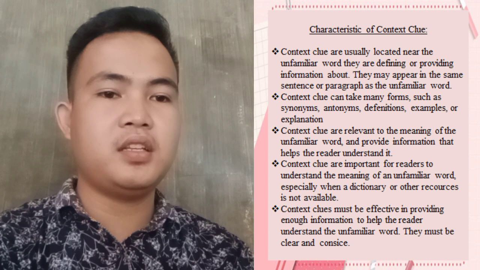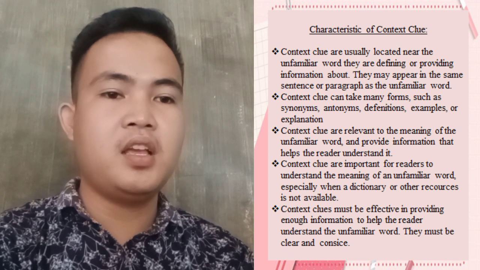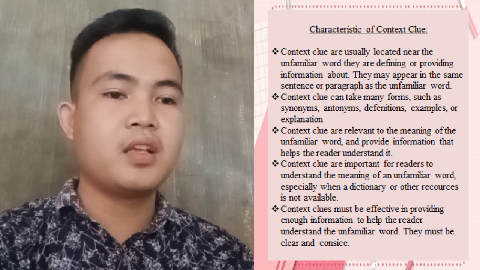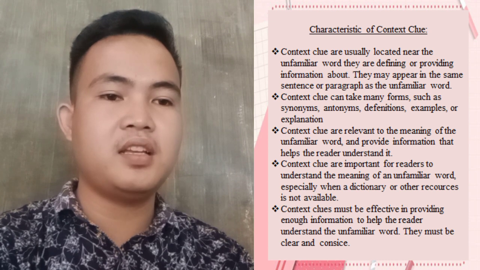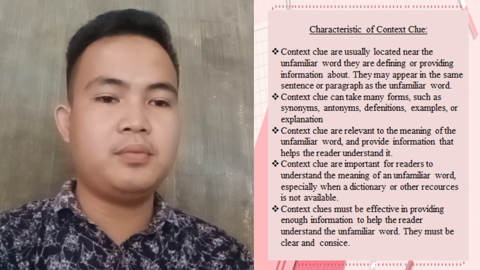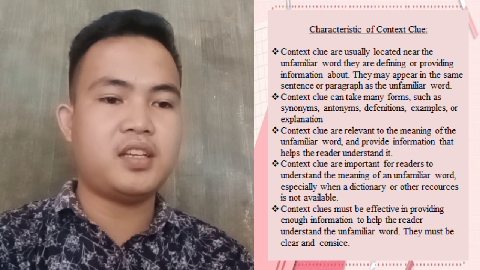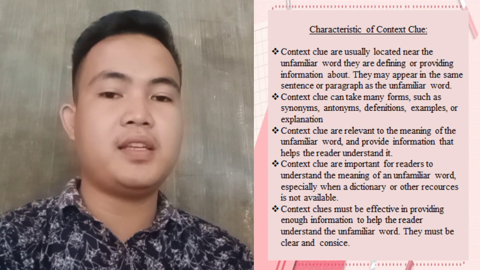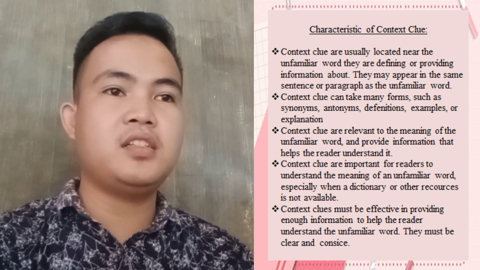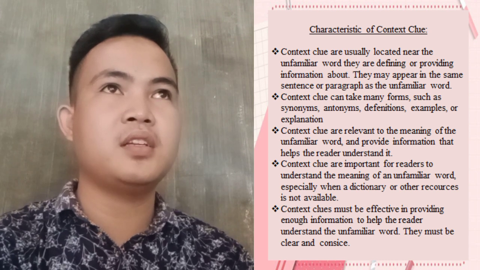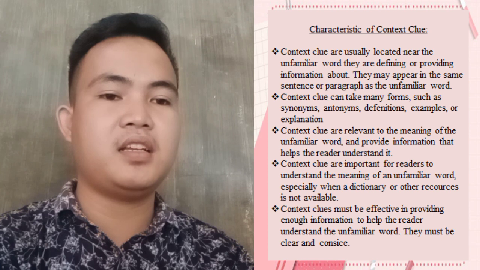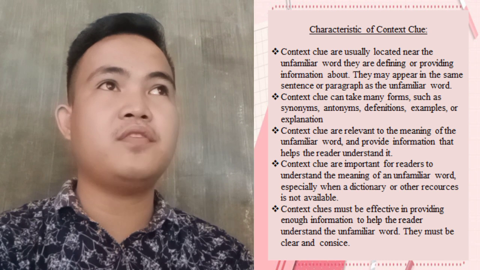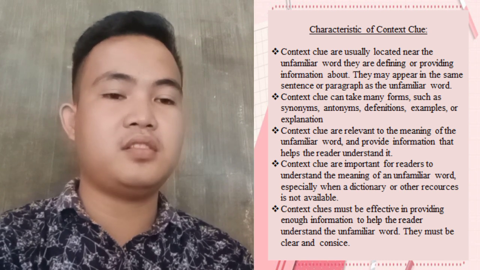And the last point, the fifth point, is that context clues must be effective in providing enough information to help the reader understand the unfamiliar word. They must be clear and concise. So the context clue gives enough information, and the reader can understand the text and the unfamiliar words in the text.